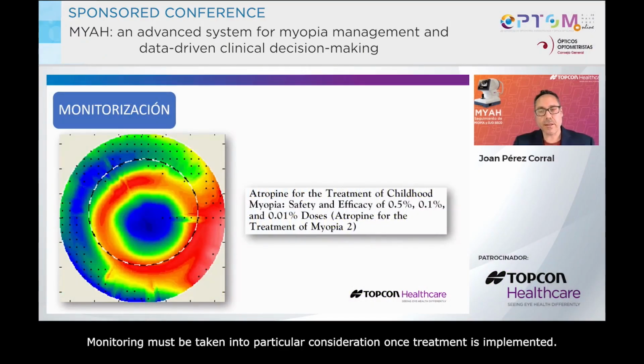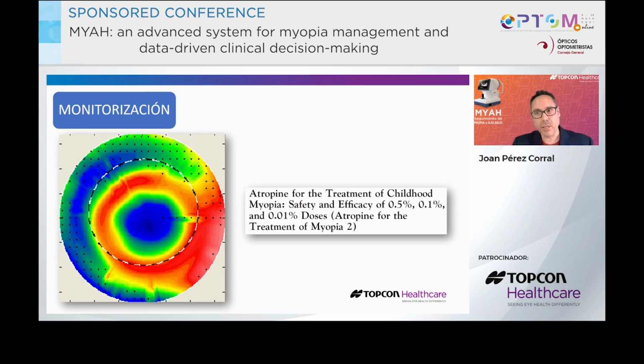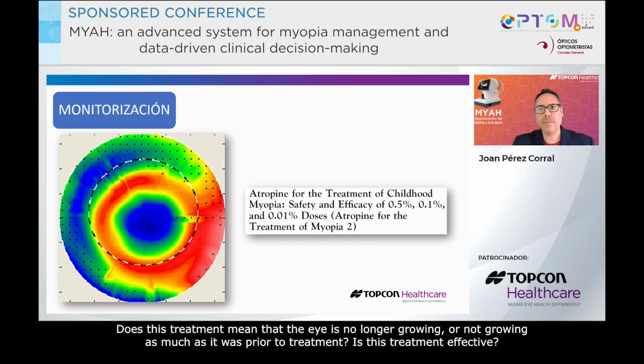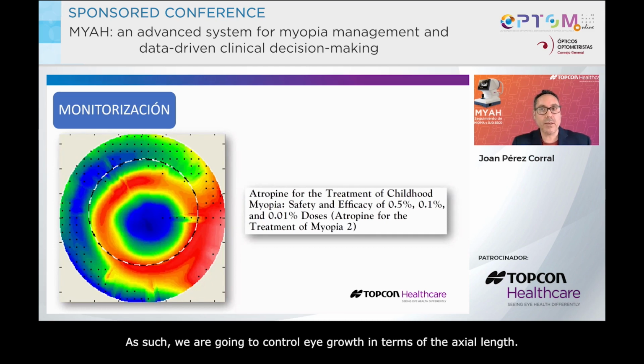Monitoring must be taken into particular consideration once treatment is implemented. Does this treatment mean that the eye is no longer growing or not growing as much as it was prior to treatment? Is this treatment effective? As such, we are going to control eye growth in terms of the axial length.